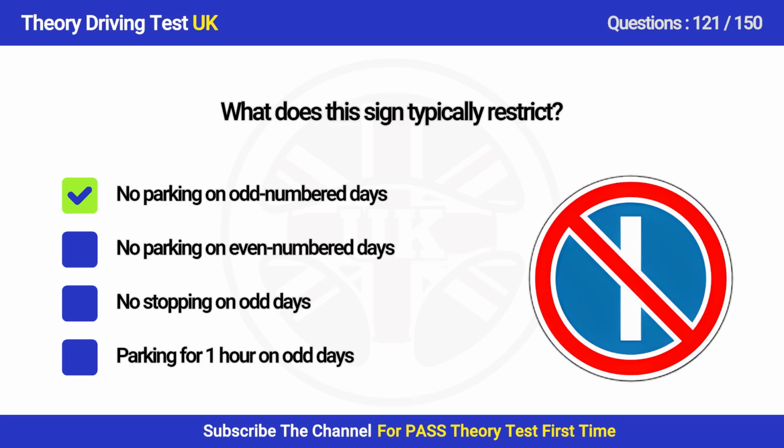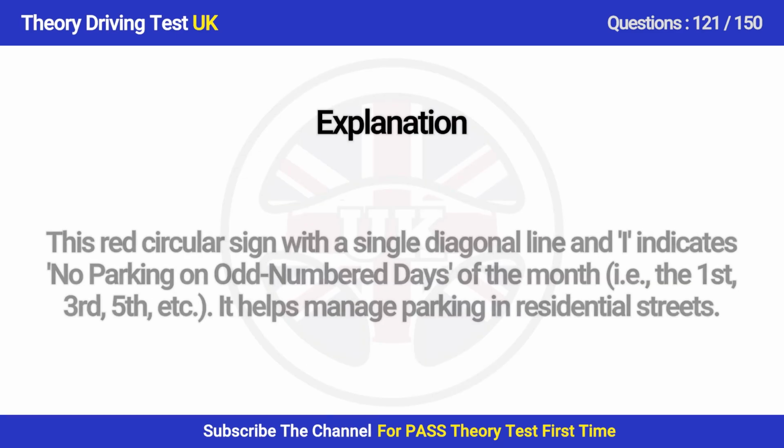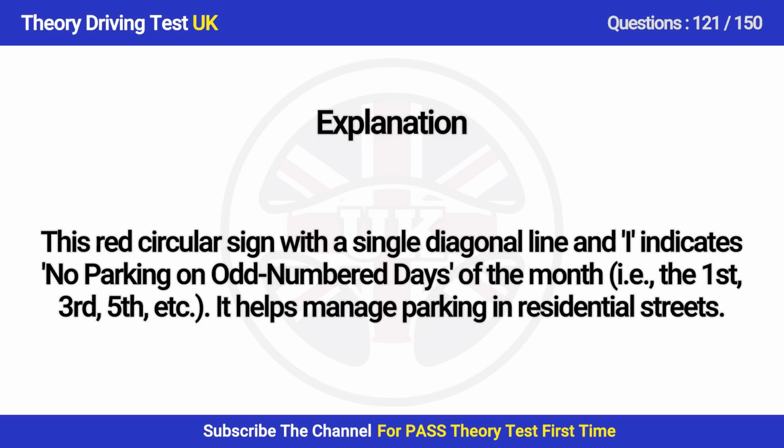Answer is A. No parking on odd days. This red circular sign with a single diagonal line indicates no parking on odd days of the month, that is the 1st, 3rd, and so on. It helps manage parking in residential streets.